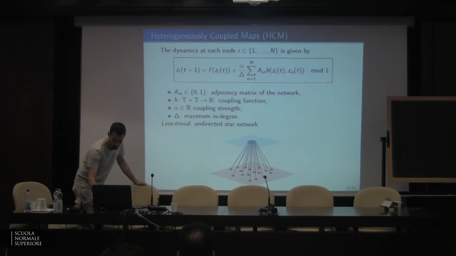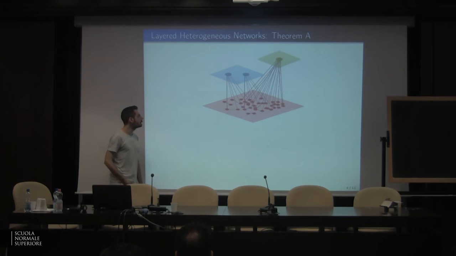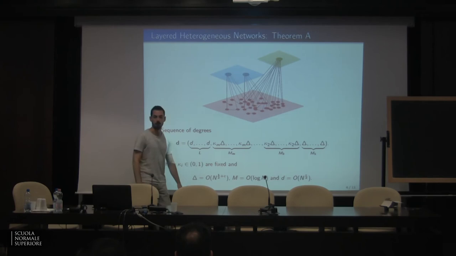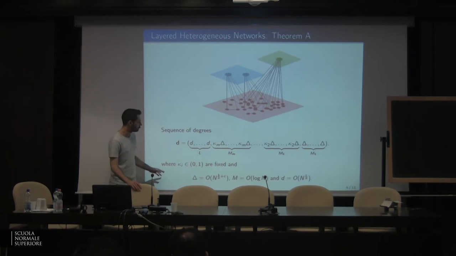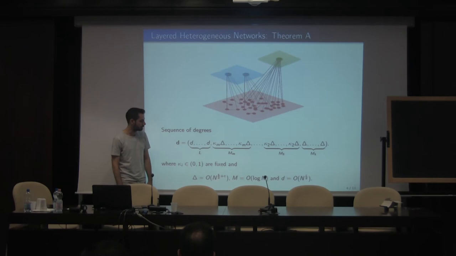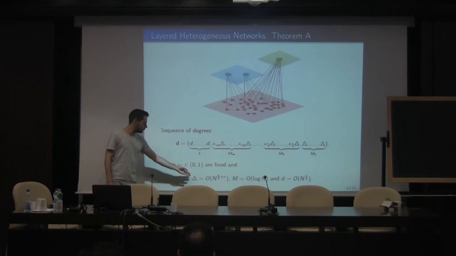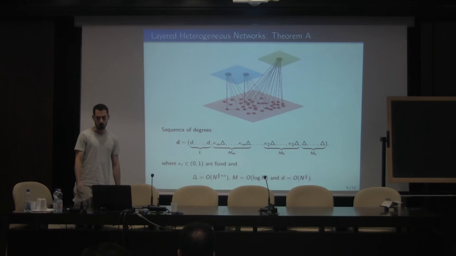So a more general case one can treat is the case of a layered network, where you have your layer of low-degree nodes, and then you have different layers of hub nodes, where basically they share the same order of the degree. So they all are proportional, they are all finite fractions, between 0 and 1, of the maximum degree delta. And you suppose that you don't have many of them, so the number of hubs grows only logarithmically with the size of the network. Then you have some conditions on the degree of the low-degree nodes, and you should have that the maximum degree in your network is sufficiently large, so it grows sufficiently fast with the size of the network.